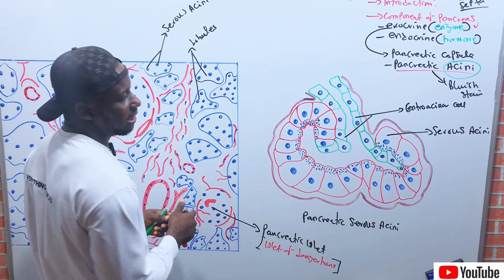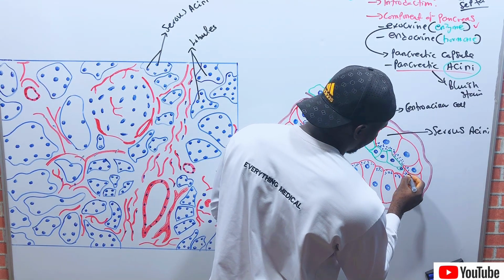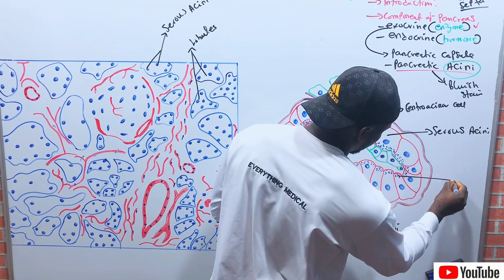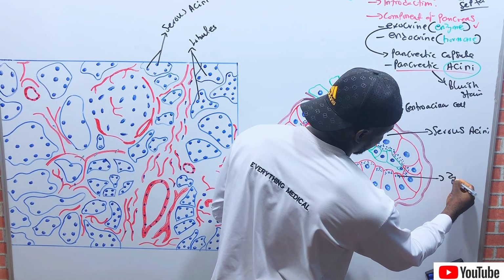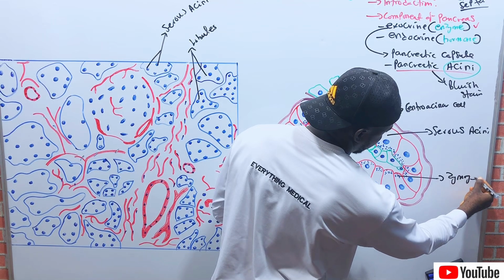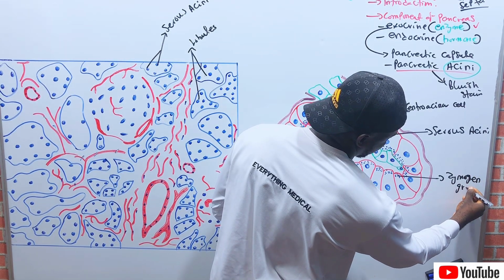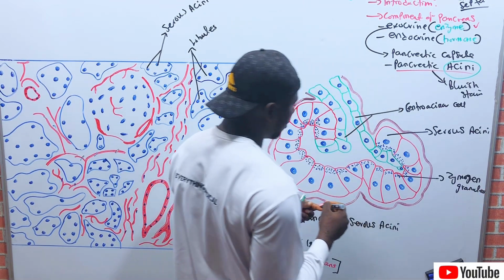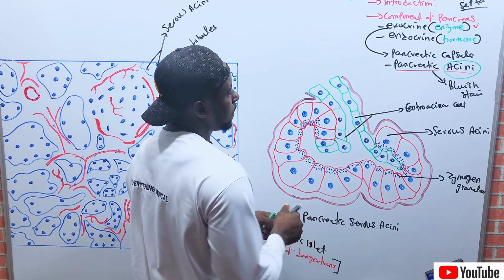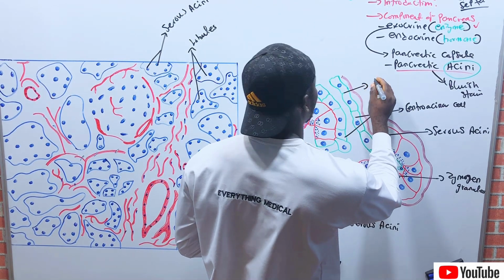Right? That is how they are fashioned. This is our zymogen granules. This is our intercalated duct.